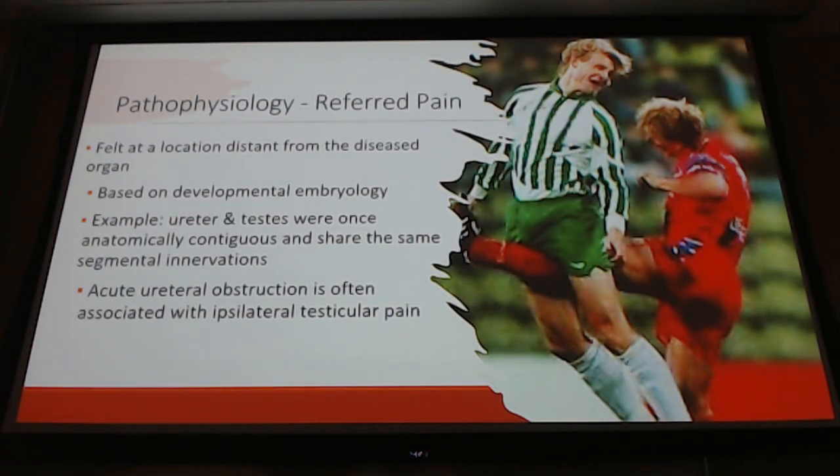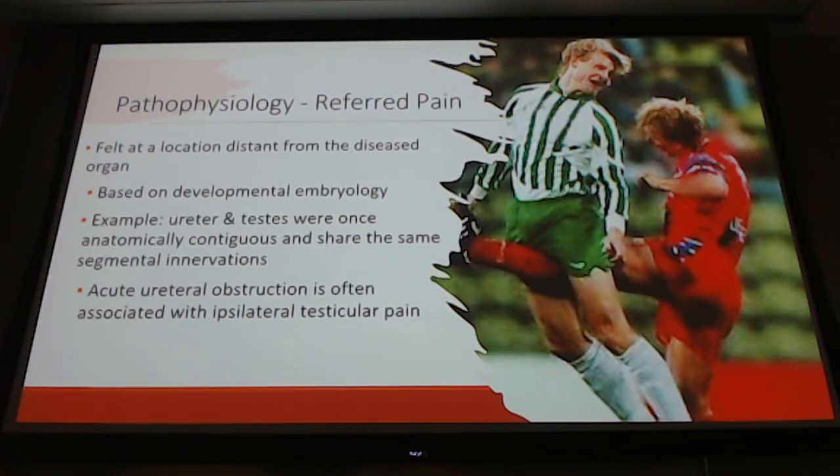Then we get into referred pain. Distant from the diseased organ, this is where we start having pain that can radiate down to the testicle. Again, this relates to developmental embryology. Your examples there, your ureters and your testes, once were along the same innervations. So we're going to have that radiating pain going potentially down to the testicle. What other types of things can you think of? We're talking about testicular pain. We can have kidney stones that radiate all the way down the ureters.